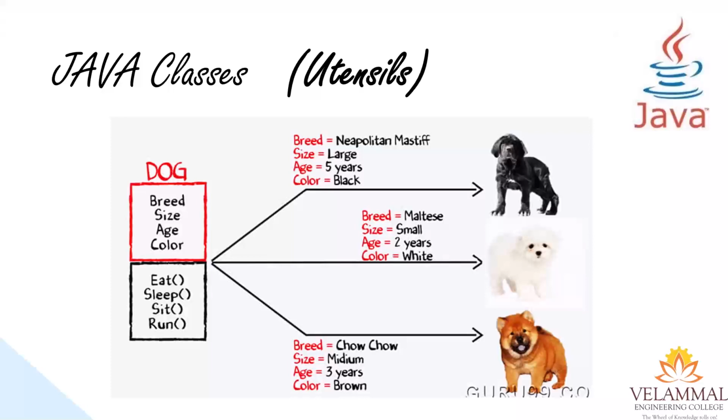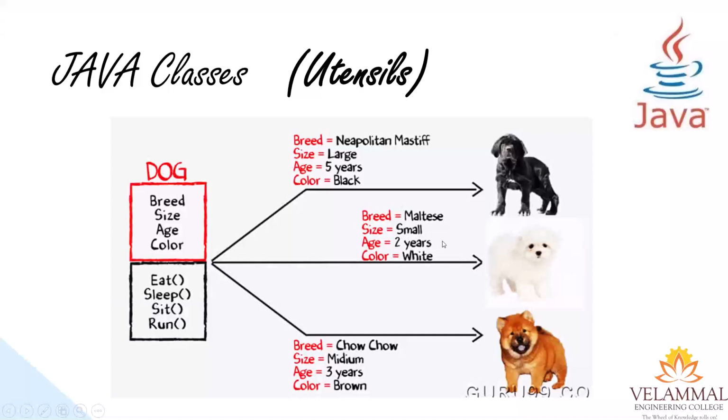But all these dogs have some functions in common. That is, all these dogs do the same things. They eat, they sleep, they sit, and they run. So these are the things that the dogs are going to do together. So all these dogs have things in common.